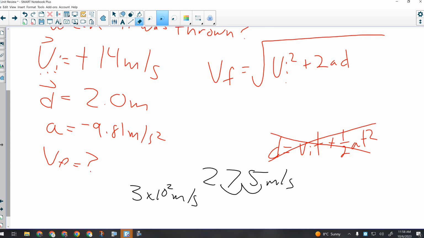I put it in scientific notation, to one significant digit, right? 3 times 10 to the 2, because the decimal moved 2 spots. However many spots you move the decimal, that's your exponent. So if it moved 3 spots, it'd be 10 to the 3.